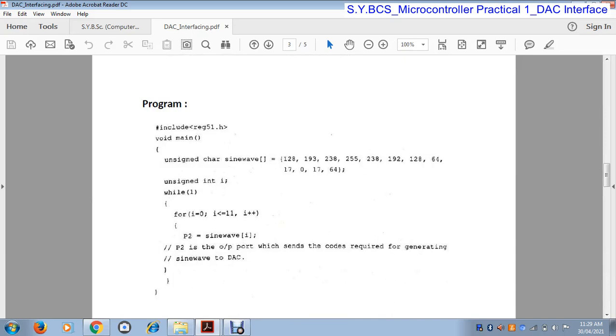So #include reg51.h. This is the header file of the 8051 microcontroller. Void main. This is our main function.